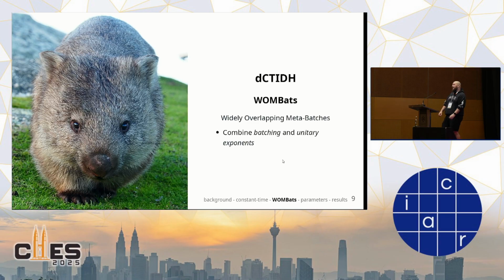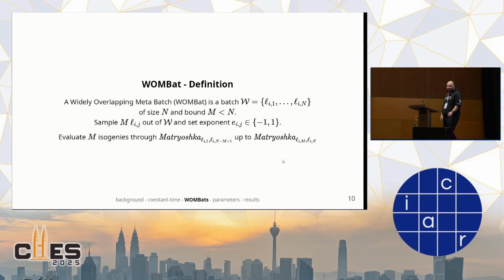So this is where the idea of our paper comes in. Here the idea is to combine the batching with this unitary exponent. So we get the speed up from having batches and also the dummy freeness from having unitary exponents, or the determinism. And the system we use for this we call Bombards. It's short for widely overlapping meta batches.